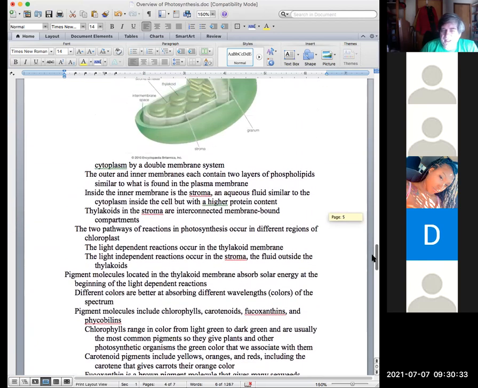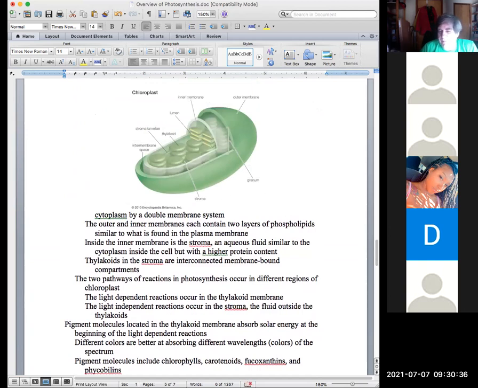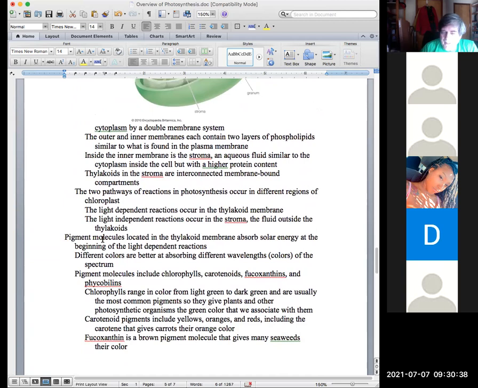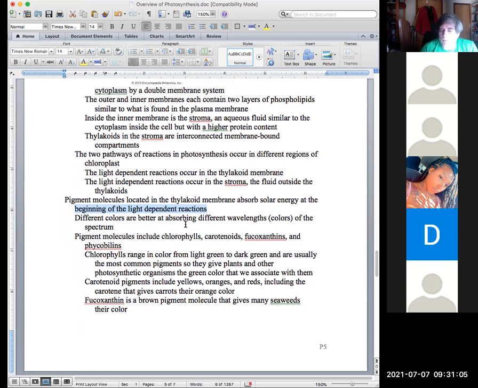So let's think about what we have in our thylakoid membrane. And one of the main things that we have are some things called pigment molecules. And especially if you've had an art class, you know that pigments are things that are colored. And pigment molecules absorb solar energy. And these pigment molecules are going to be the very beginning of the light-dependent reaction. Now, some pigments are better than others. So as a result, there are all sorts of pigment molecules that are different colors.